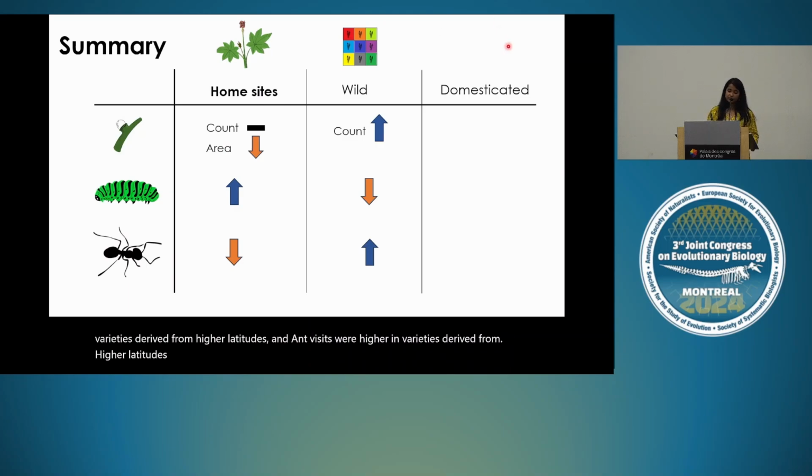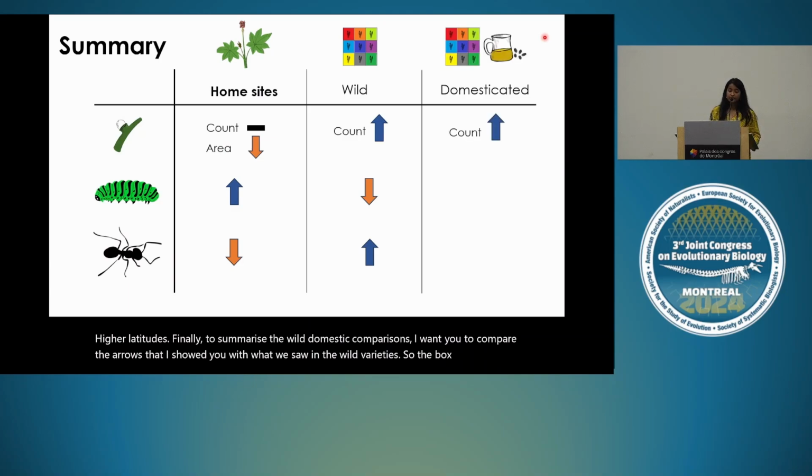Finally, to summarize the wild-domestic comparisons, I want you to compare the arrows that I showed you with what we saw in the wild varieties, the box plots. Domesticated varieties had more EFNs than wild varieties. They experienced higher herbivory than wild varieties, and they experienced lower ant visits than wild varieties.